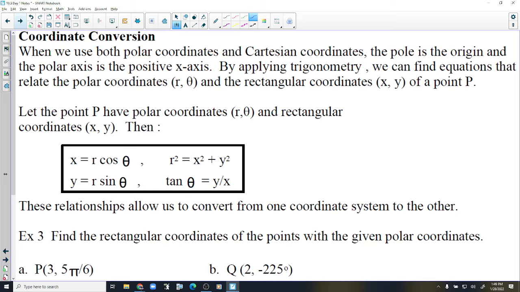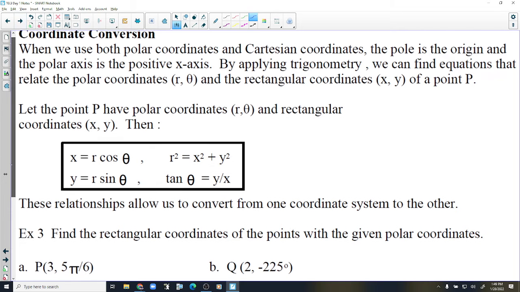When we use both polar coordinates and Cartesian coordinates, the pole is the origin and the polar axis is the positive x-axis. By applying trigonometry, we can find equations that relate the polar coordinates and the rectangular coordinates together. So in other words, we're going to convert back and forth.